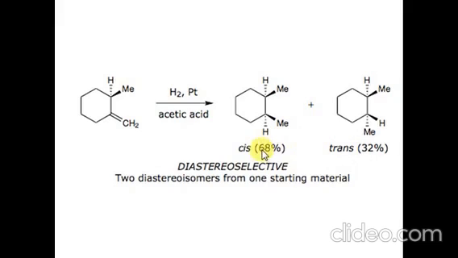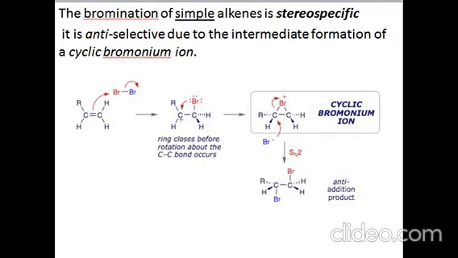Right? So since we are getting two products, and we are getting two products in different amounts, this is not a specific reaction, because a specific reaction always yields one product. So here this is an example of a diastereoselective reaction. So we are getting two diastereomers in different amounts from the same reactant. Right? Let's consider another example.